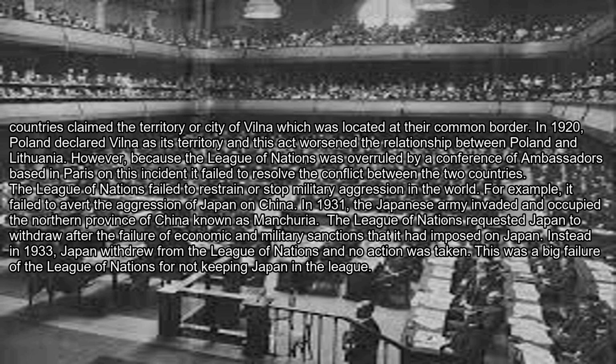The League of Nations failed to restrain or stop military aggression in the world. For example, it failed to avert the aggression of Japan on China. In 1931, the Japanese army invaded and occupied the northern province of China known as Manchuria. The League of Nations requested Japan to withdraw after the failure of economic and military sanctions that it had imposed on Japan. Instead, in 1933, Japan withdrew from the League of Nations and no action was taken. This was a big failure of the League of Nations for not keeping Japan in the League.